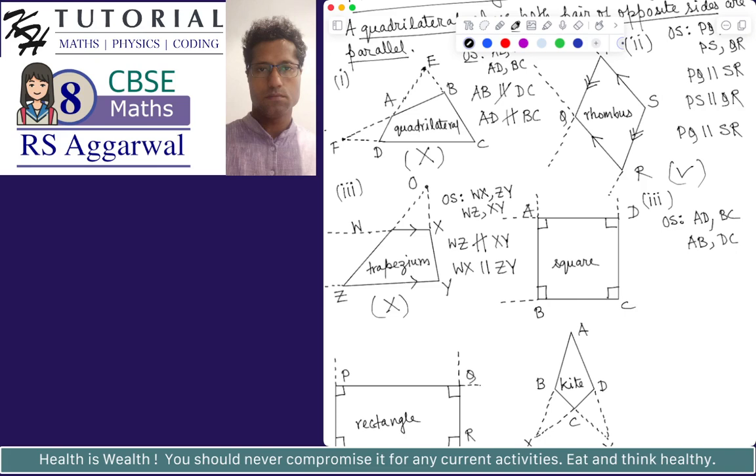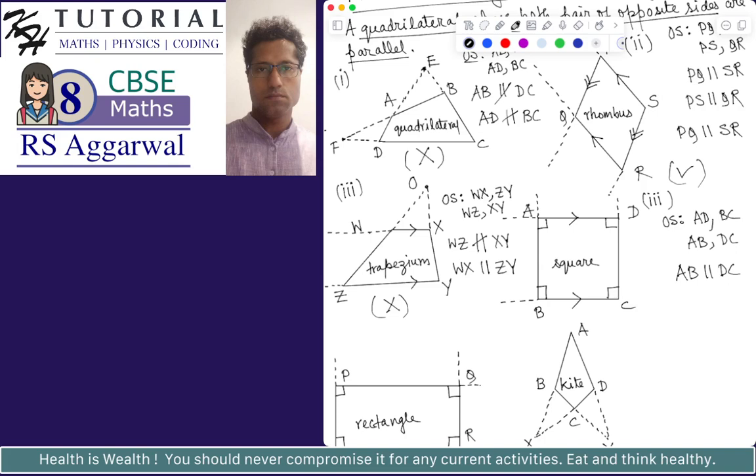Now clearly from the dotted lines we can see that the sides AB and DC, when extended, are not meeting at any point. So we can see that AB is parallel to DC. Visually, the fact that AB is parallel to DC can be indicated in the figure like this. Now we need to check whether the other pair of opposite sides are parallel or not.